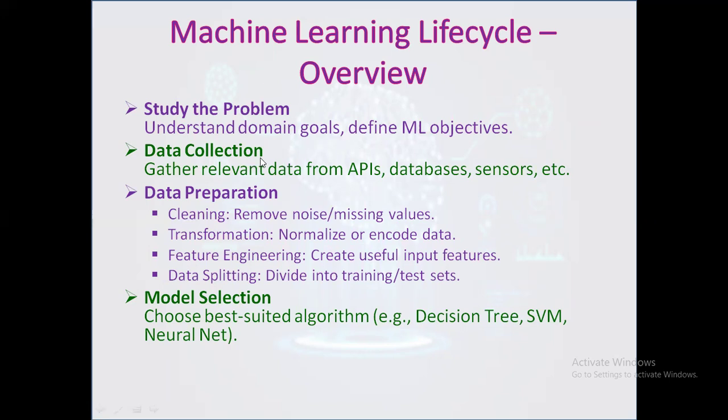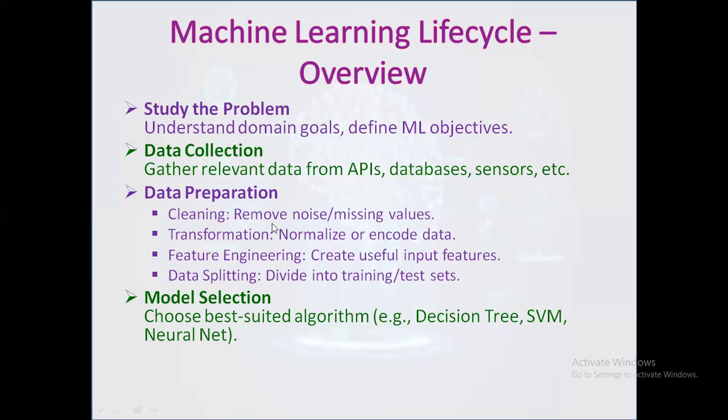The next step is the data collection. Once the problem is understood, the relevant data is gathered from multiple sources such as databases, sensors, APIs or web scraping. The quantity and quality of data collected play a crucial role in determining the effectiveness of the machine learning model. This is very important.